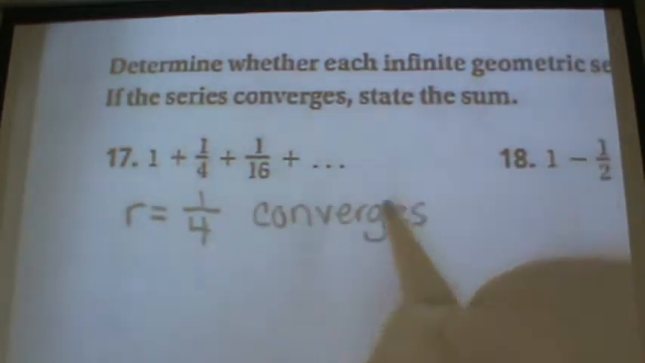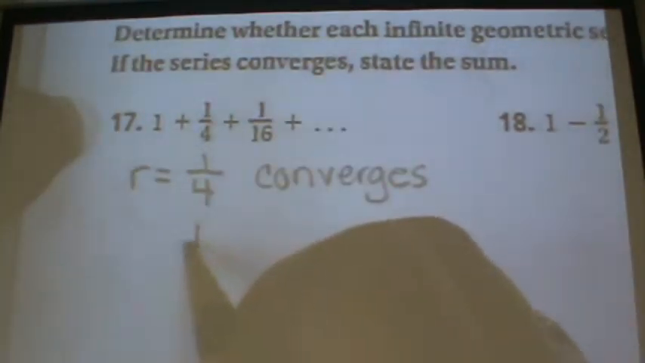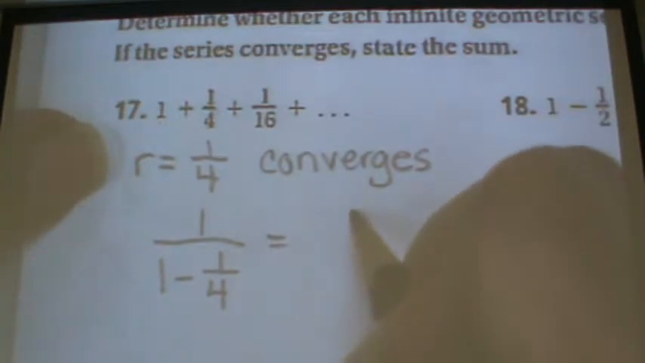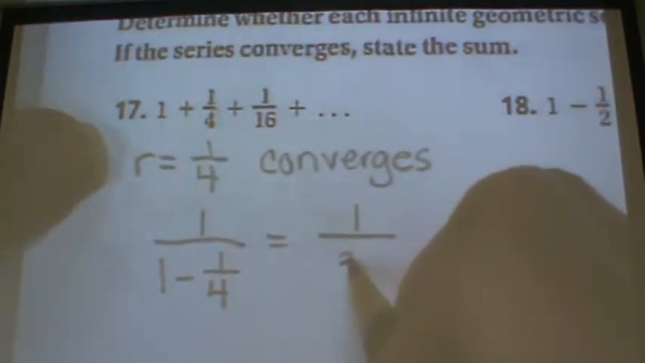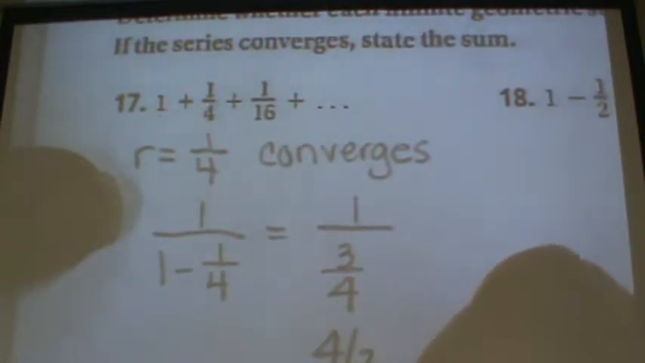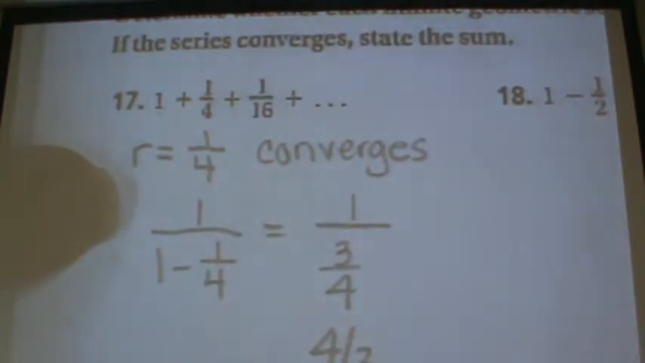So how do you do it? 1 over 1 minus 1/4. Yep. And you could do this in your head, guys. 1 over 3/4. Flip and multiply, you get 4/3. You don't need a calculator for that.